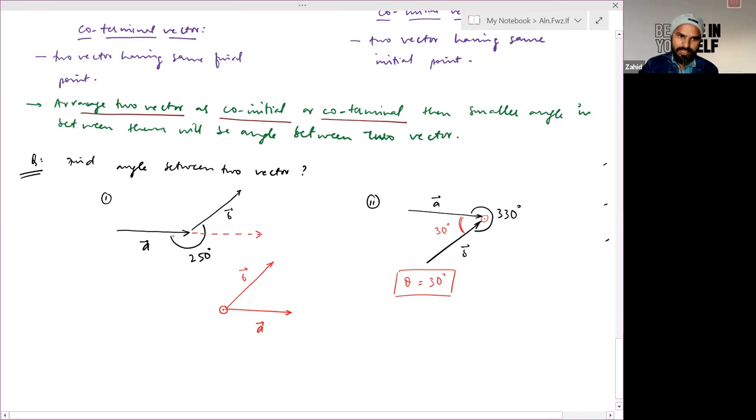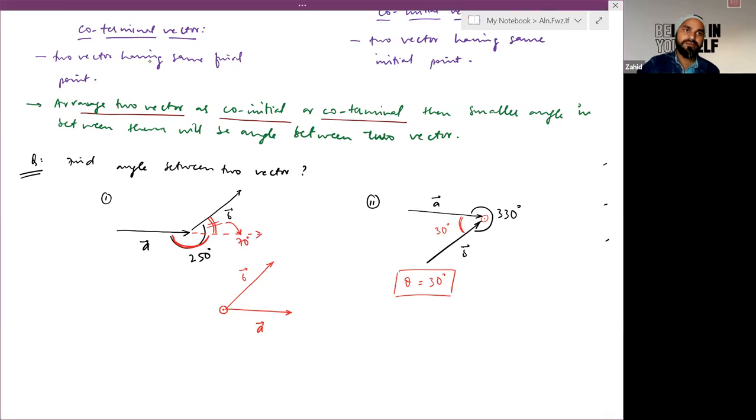Now, the total angle for a straight line from this point to this point will be 180 degree, and we have to calculate this part only. So how will you obtain this angle? Subtract the total angle and this 180 degree. You will get this part as 70 degree.